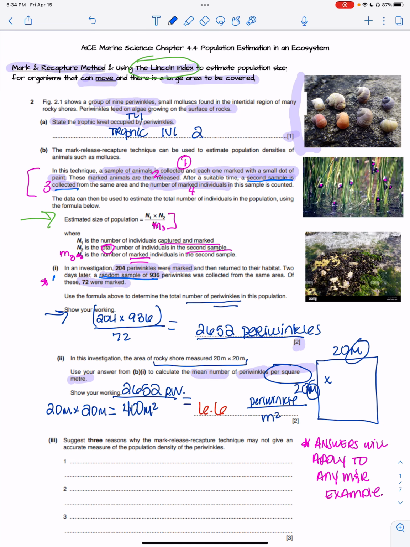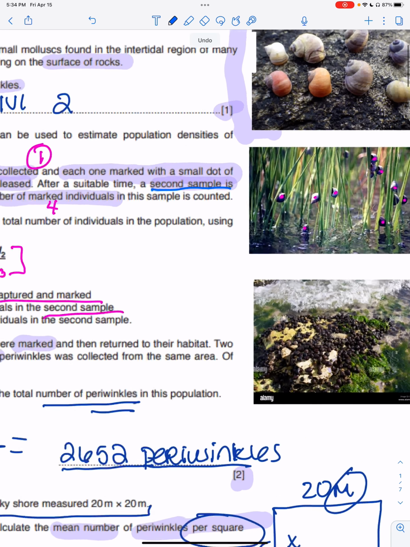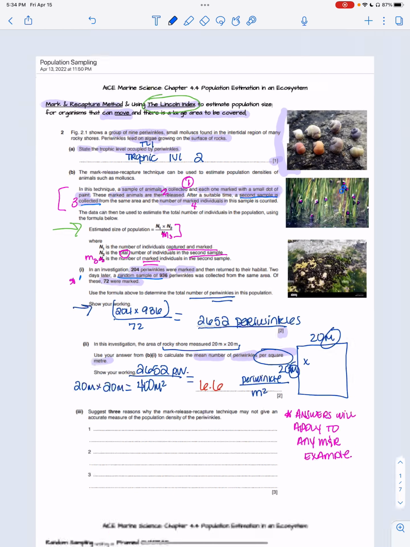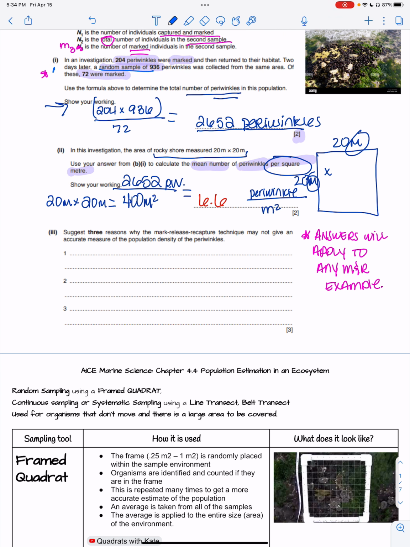It's going to be hard to make it truly random if your eyes are drawn to this bright pink dot on a darker organism. They're much easier to see than these ones right here that didn't have the mark on it. So that's going to be one of your reasons: the mark may encourage recapture. And because we're human, if we're more prone to capturing an organism just because we see that mark on them, then that's going to cause this number right here to end up being much higher than it actually is, because our eyes are going to be more drawn to something that's more vibrant.